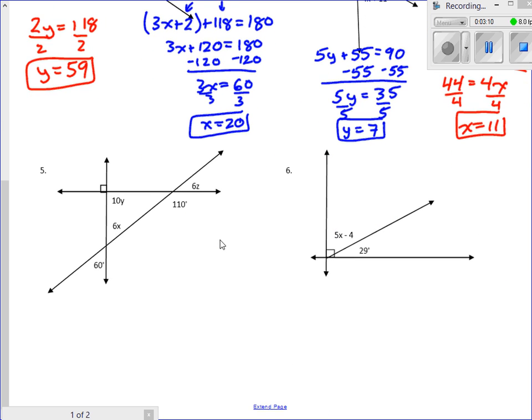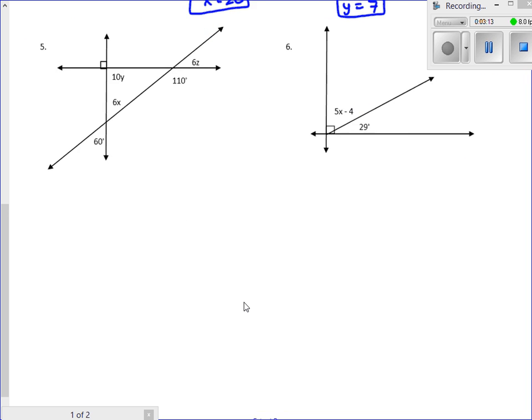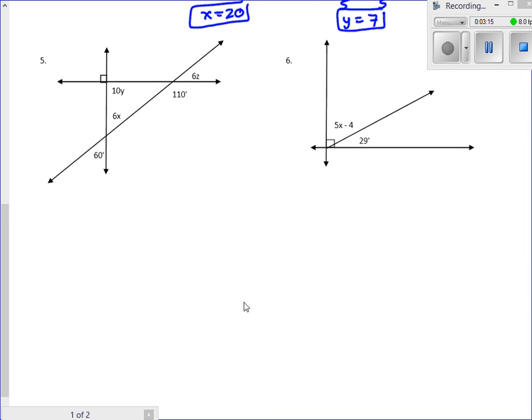As we keep going, these things get a little bit more convoluted, if you will. But if we just stay the course, we keep looking for our vertical angle relationships, our complements, and our supplements, we can do these. So right away, I see with number 5, here's a right angle. So I know that's 90 degrees. And we have a vertical angle right there with 10y. Right? So here we go. We've got these two vertical angles, which tells me that 10y equals 90. Pretty straightforward math. Divide both sides by 10, so y equals 9.